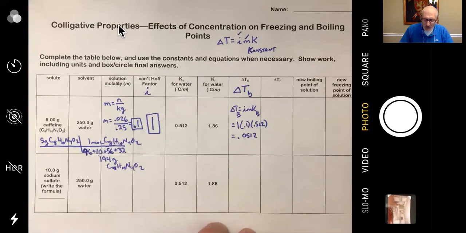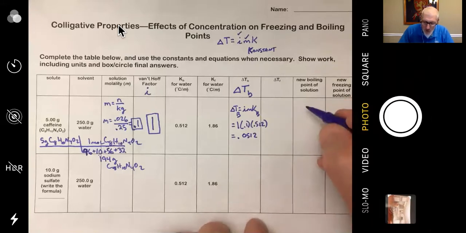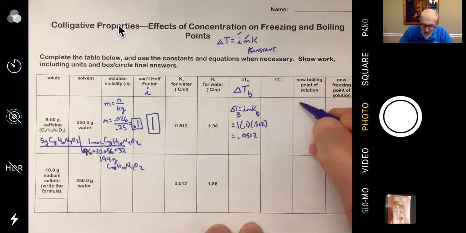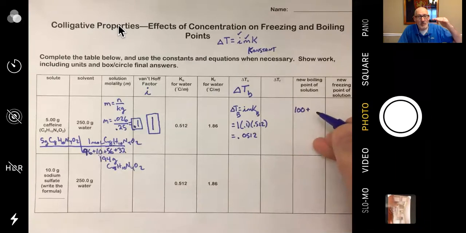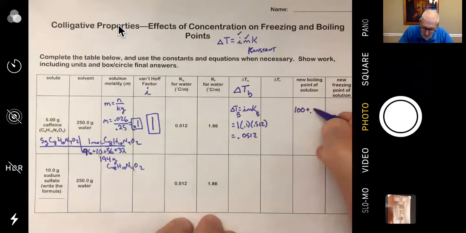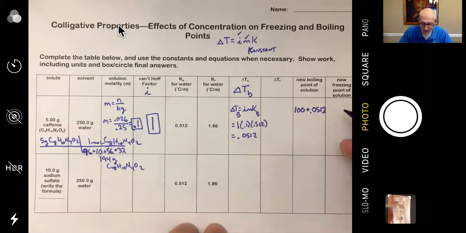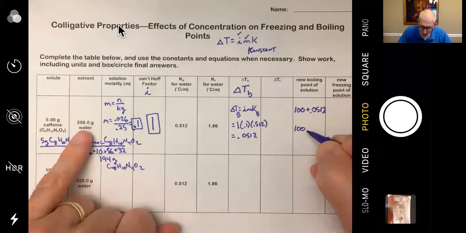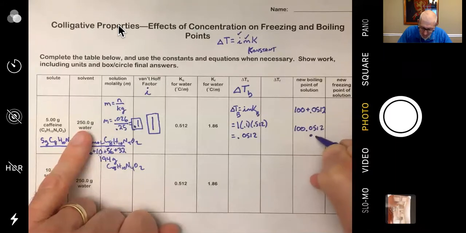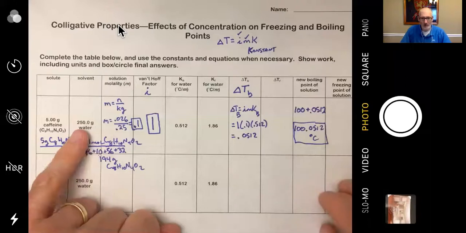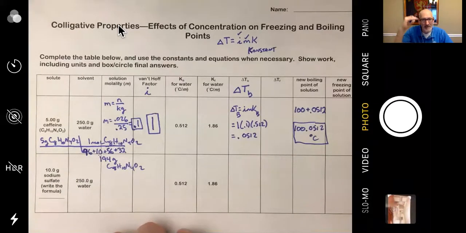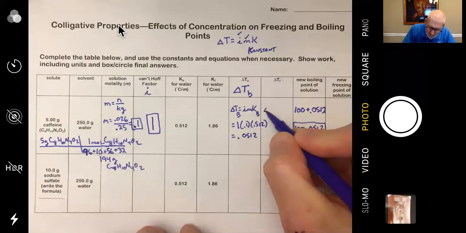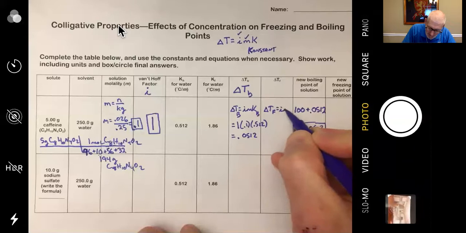Okay. So at this point, I'm going to jump over this delta T here. So we know that normally water boils, because we dissolve this in water. Water normally boils at 100 degrees Celsius. So the new boiling point is obviously going to be its boiling point elevation. So the boiling point has gone up by 0.0512 degrees. So the new boiling point, when I dissolve 5 grams of caffeine into this amount of water, is that water is actually going to boil at 100.0512 degrees Celsius. And that's all we're doing with this boiling point elevation and this freezing point depression, this delta T equals imK stuff.